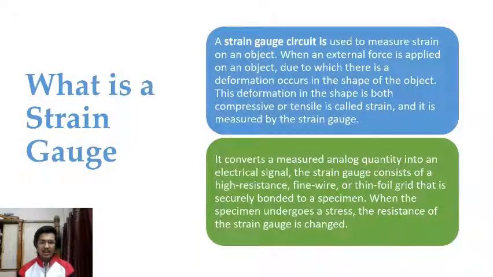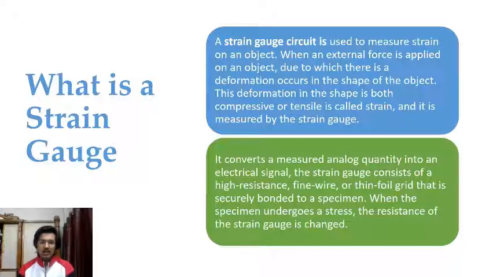So what is a strain gauge? A strain gauge circuit is used to measure strain on an object. When an external force is applied on an object, there is a deformation in the shape of the object. This deformation in the shape, whether compressive or tensile, is called strain, and it is measured by the strain gauge. It converts a measured analog quantity into an electric signal.